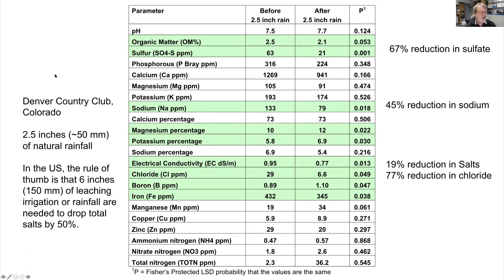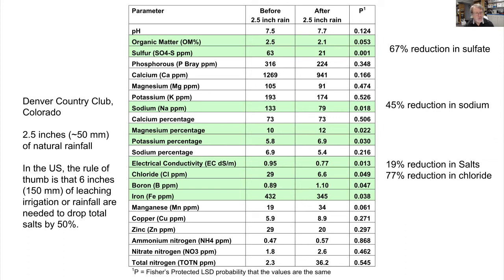Now what I'm showing here is Denver Country Club before and after 50 millimeter natural rainfall. Sodium levels dropped from 133 parts per million to 79 parts per million. So it's a 45% reduction in sodium, which is pretty good. In general over here, we think it takes 150 millimeters to drop those levels by 50%. So what I'm going to tell you might not be exciting: you need water to move sodium, and it's as simple as that.